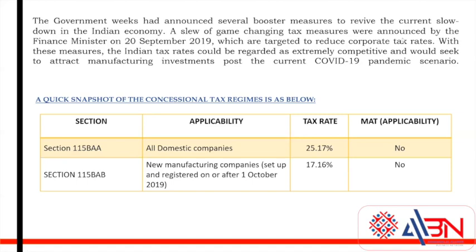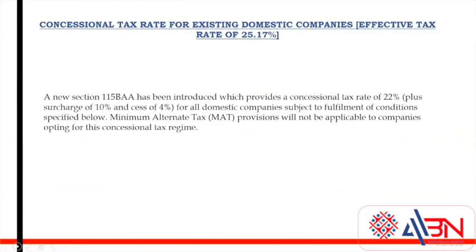These sections now put Indian corporates in one of the most competitive tax rates across the globe. This will not just help companies to come and invest in India, but it would also help Make in India by attracting manufacturing investments. We'll see how. So the first section is 115 BAA. This section is available to all existing companies. Any company which is in existence can opt for this section.